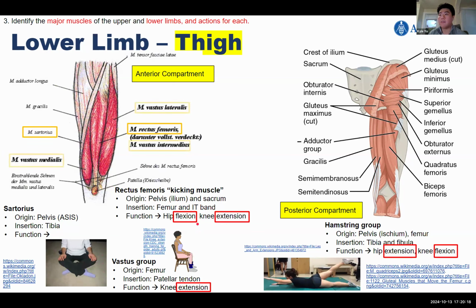And then lastly, we have the vastus group. And so the rectus femoris plus these 3 other muscles, all 4 of those make your quadricep muscles.